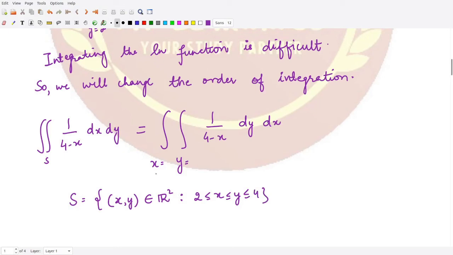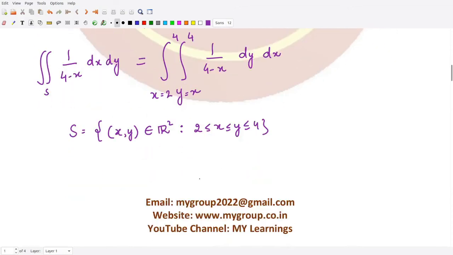From here you see obviously the outer limit has to be constant. So you could ignore this y here for the time being. You see your x lies between 2 to 4. So you could write it down here, x lies between 2 to 4. And what are the limits for y? For y you just have to take this much portion. So the lower limit would be x and the upper limit would be 4. So these are your limits. We now are required to solve this integral.